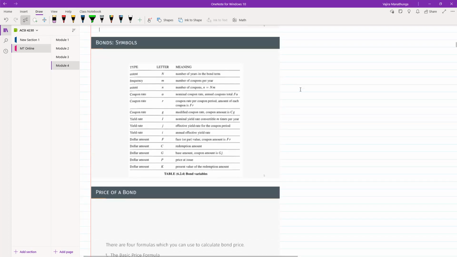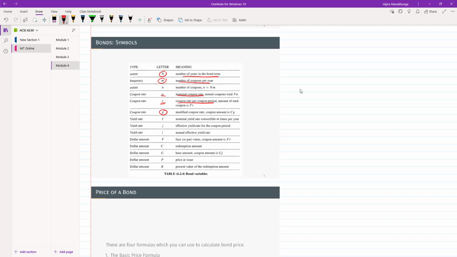Here you can see more notations. N is the number of years in the bond term. M is the number of coupons per year. Alpha is the nominal coupon rate, and R is the coupon rate per coupon period. Then you have G, the modified coupon rate. We will learn about that rate.